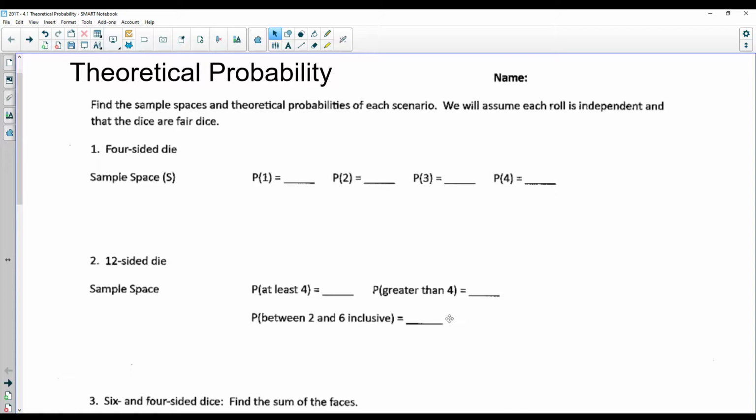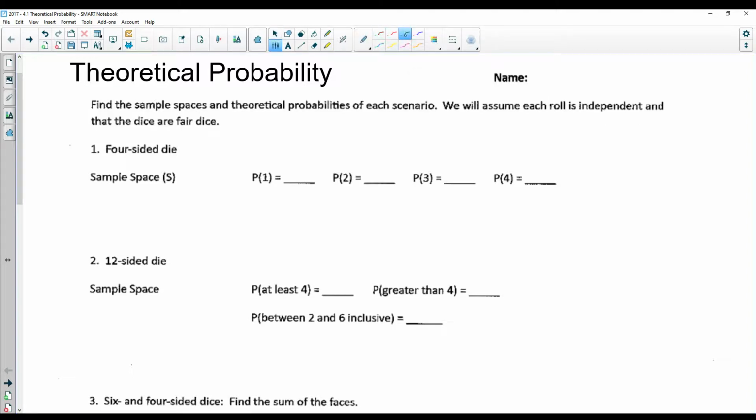All right, we're gonna go through theoretical probability. This is gonna feel pretty simple, but we need to review sample space. What is it asking for? So let's take a look. Find the sample spaces and theoretical probabilities of each scenario. We will assume each roll is independent of each other.